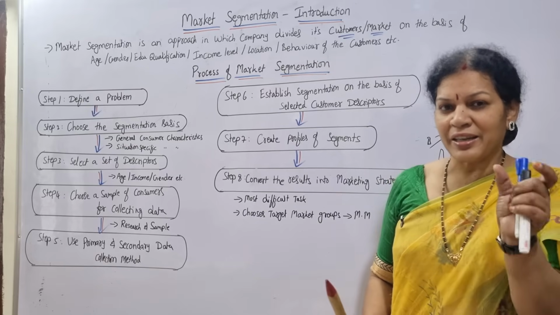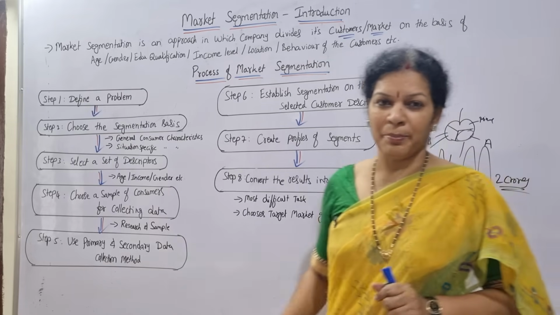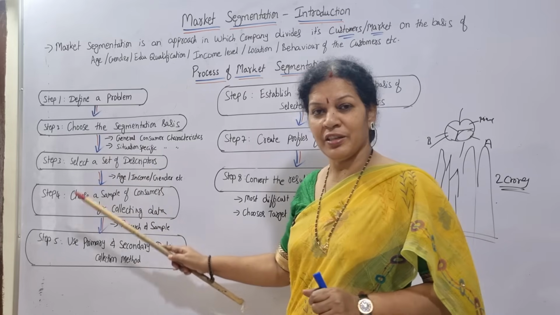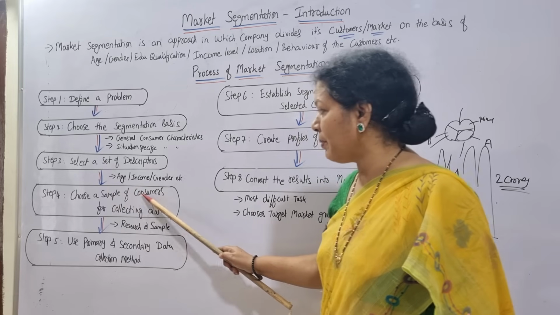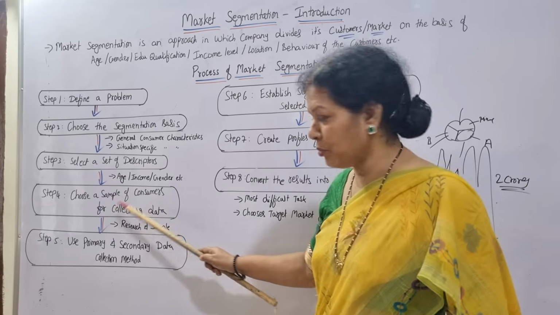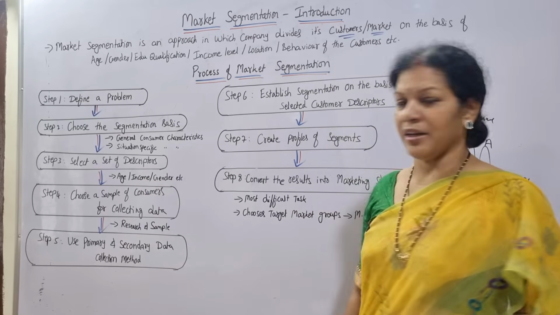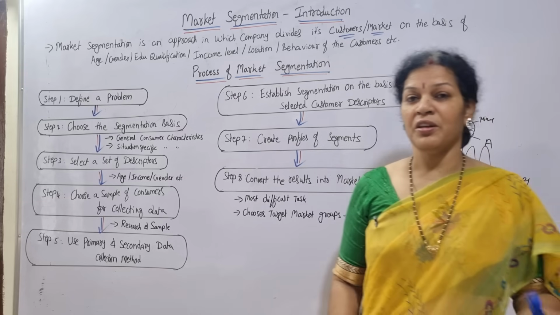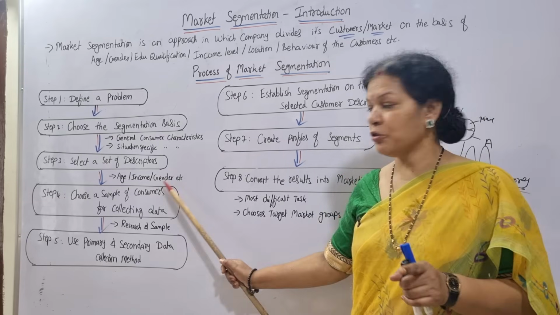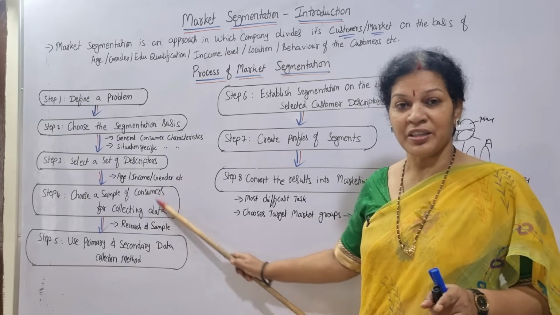Select it, one category you have to select. Which one am I preferring? Once it is clear, then we'll go for step number 4. Step number 4 is choose a sample of customers or consumers for collecting data. Simply you cannot go for market segmentation. You have to choose the consumers for collecting the data.